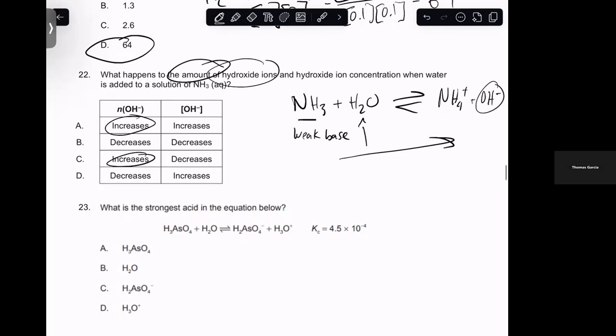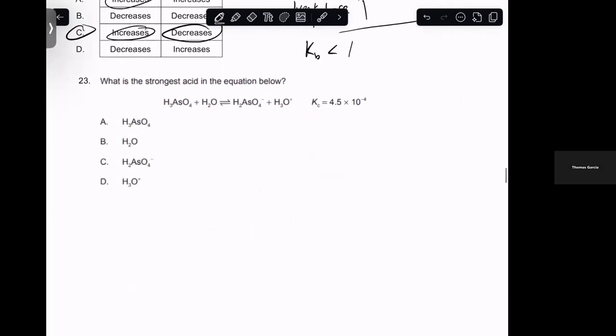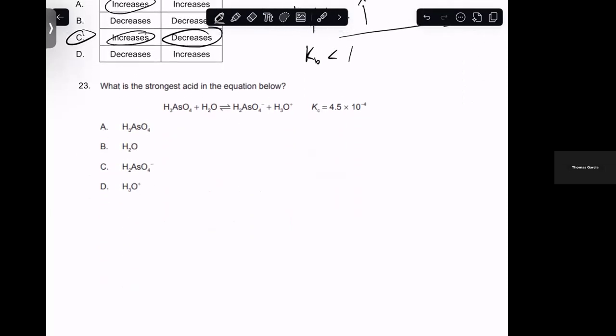But one of the other things is we have to look at the hydroxide ion concentration. Because this is a weak base, our equilibrium, our Kb, is less than 1, meaning that as we add more water and shove the equilibrium this way, we're still adding a lot more water than the amount of hydroxide we're getting out. We're still diluting it. And because we're diluting it, the actual concentration is decreasing. All right, moving on, 23.